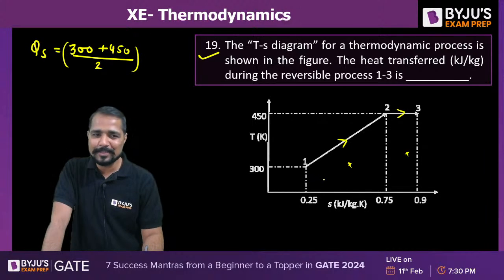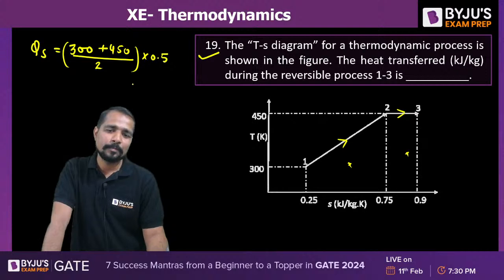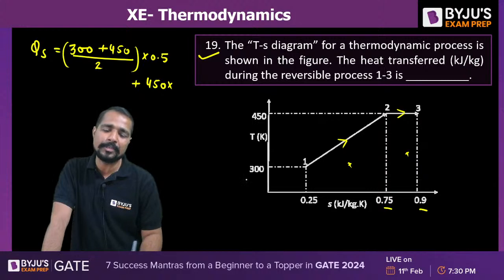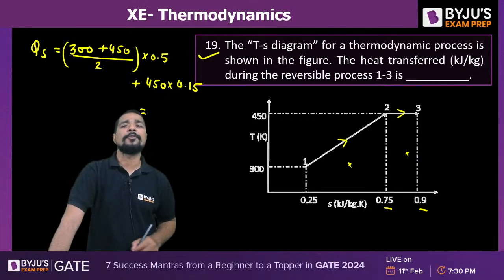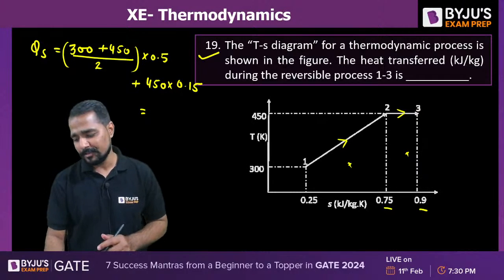So area of this one multiplied by 0.5, plus the area of the rectangle, my dear, that is 450 multiplied by 0.75 minus 0.9, that is 0.15. So what is the correct answer I am getting from here? Please tell me the right answer.